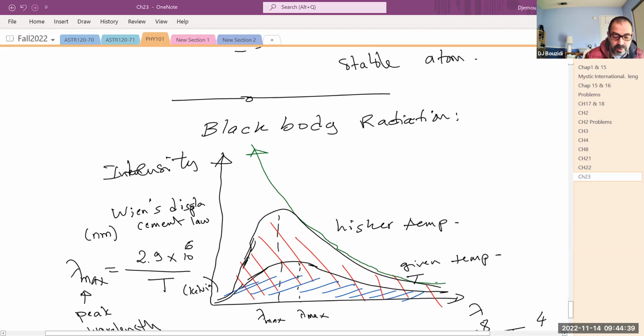Remember, the violet is somewhere in here, and the red is somewhere in here. This was known because now we're talking about the ultraviolet, UV radiation. This was known as the ultraviolet catastrophe.